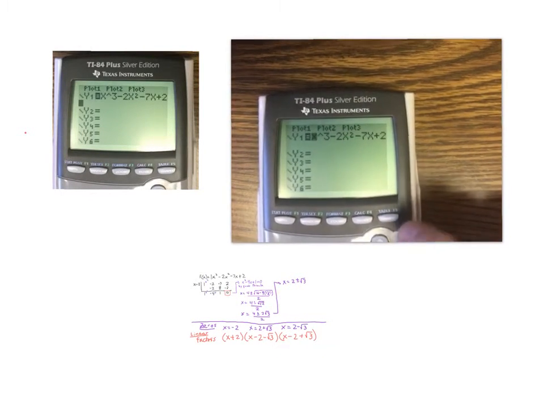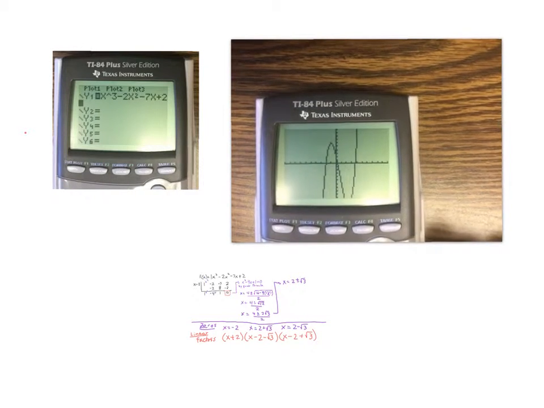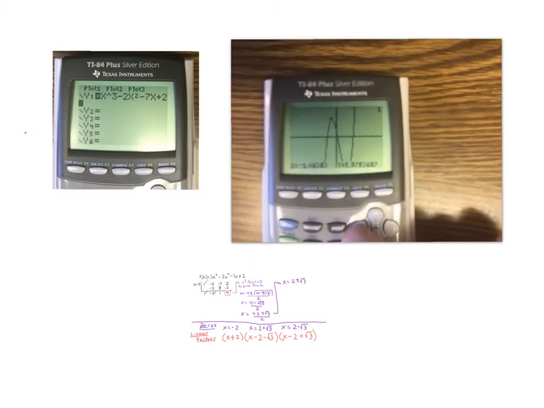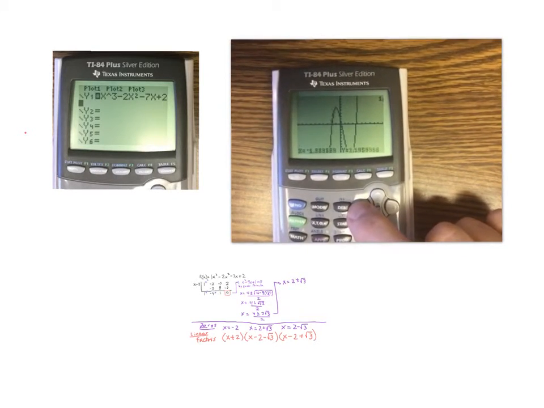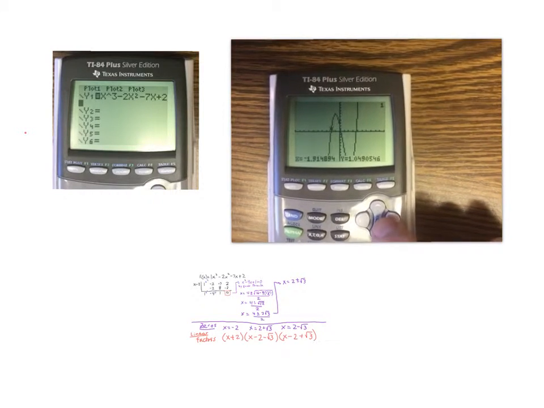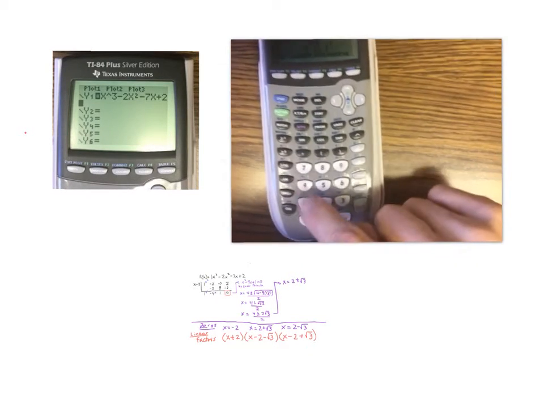Once I have that entered into the function like I have here, I'm going to touch graph. You see something that looks like that. I'm going to hit the trace button. And then if I use my left arrow, I can actually follow along that curve to estimate that value. Now that's the only one that looks like it's close to an exact number.